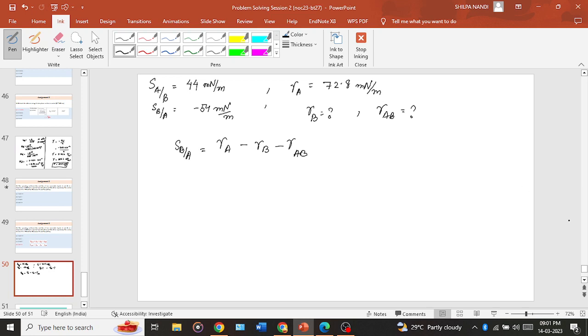Okay, so this equation can again be written, if we club it, as gamma A minus gamma B plus gamma AB. Right. So when we put in the values, we get 44 is equal to 72.8 minus gamma B plus gamma AB.